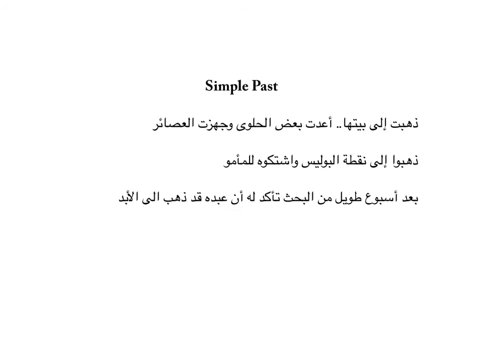So, 3 examples of the simple past tense with the verb ذهب. ذهبت إلى بيتها عادت بعد الحلوى وجهزت العصائر. So she went to her house, she prepared some sweets and some juice. ذهبوا إلى نقطة البوليس واشتكوه للمأمور. Notice that I've left off the ra right there, which I left off in typing. So that means they went to the police station and complained about him to the police sergeant.